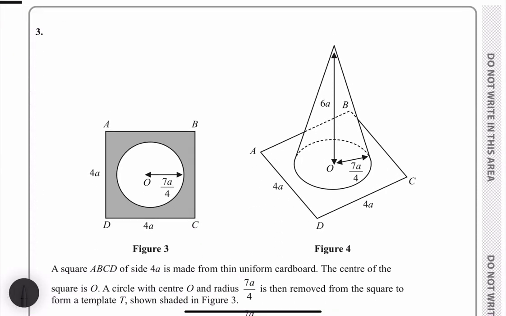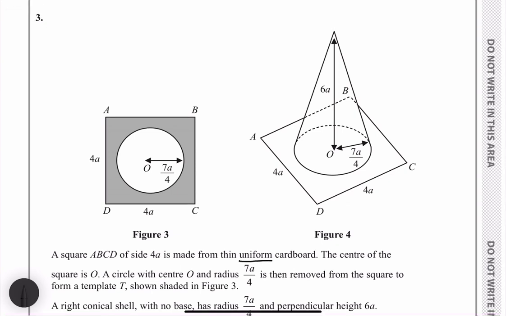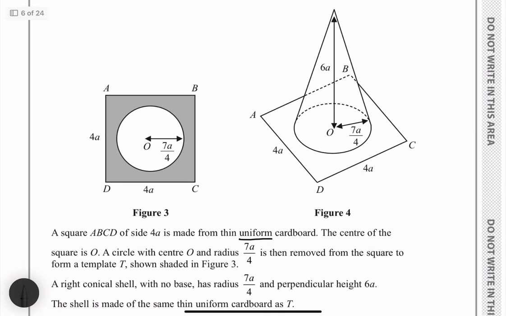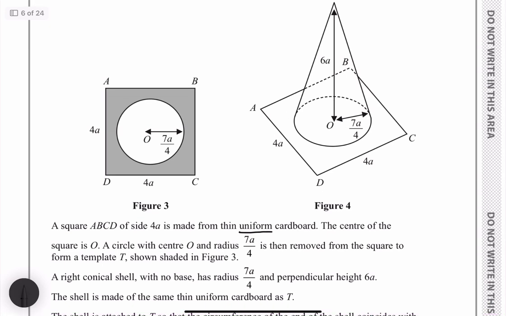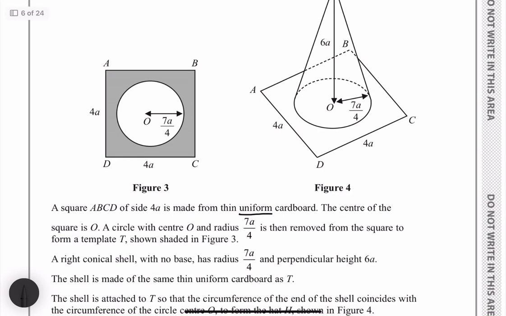Okay, this looks quite interesting. A square ABCD of side 4a is made from thin, uniform cardboard. I love this word uniform. The center of the square is O. A circle with center O and radius 7a over 4 is then removed. We can see all of this in the diagram to form the template T.